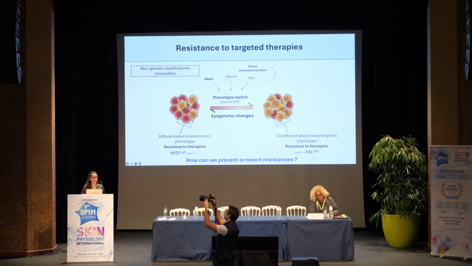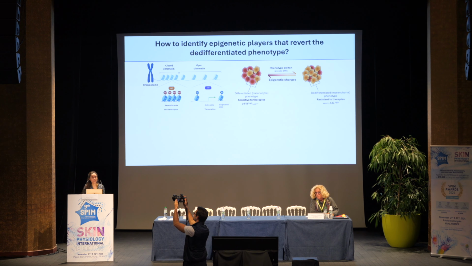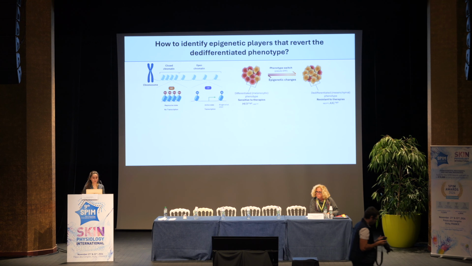But how can we prevent or revert resistance? And also how to identify epigenetic players that revert the differentiated phenotype. I don't know if you're familiar with this notion of epigenetic players, but what you have to know is that the chromatin can be in two different states: a closed chromatin, a repressive state where there is no transcription, and an open chromatin, which is an active state where transcription is allowed.